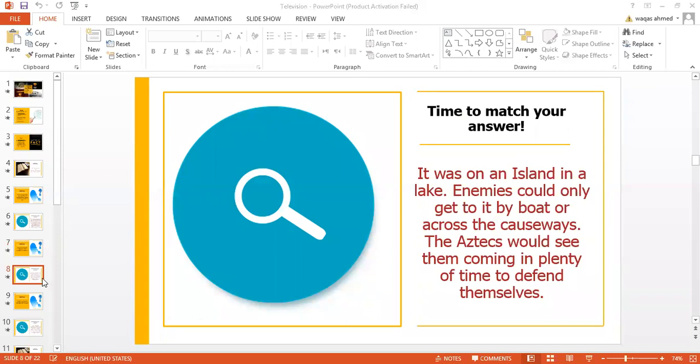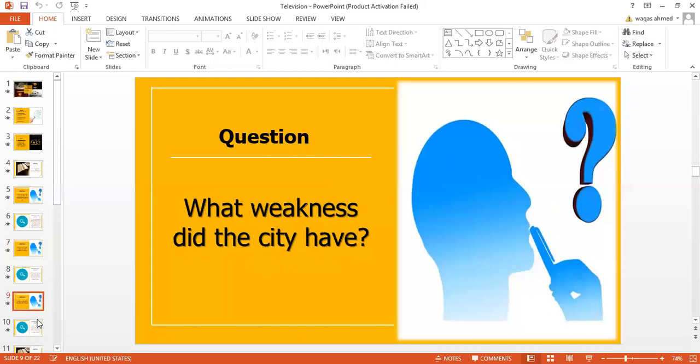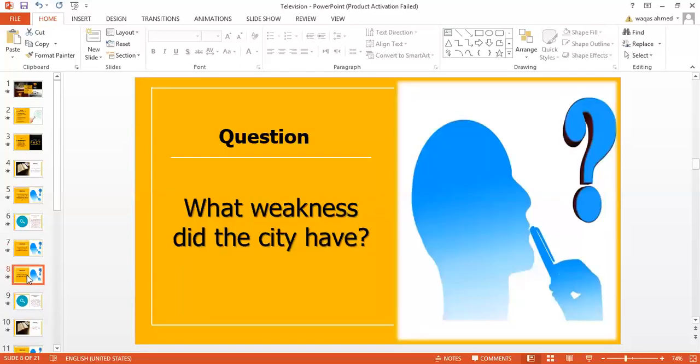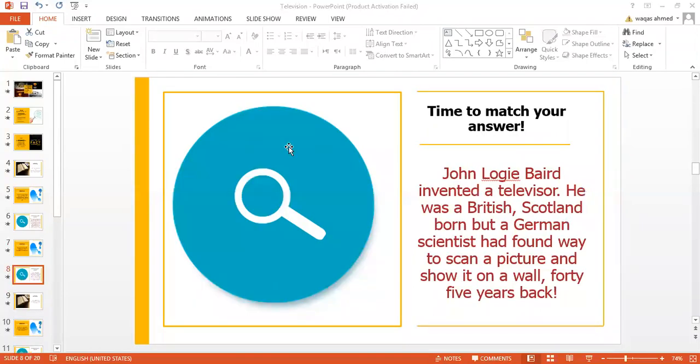Oh, sorry, I put up the wrong slide in front of you. Wait. Yeah, this is the right answer. John Logie Baird. Yeah. Sir, what is the page number? Page number 103. We are on page number 103, right?